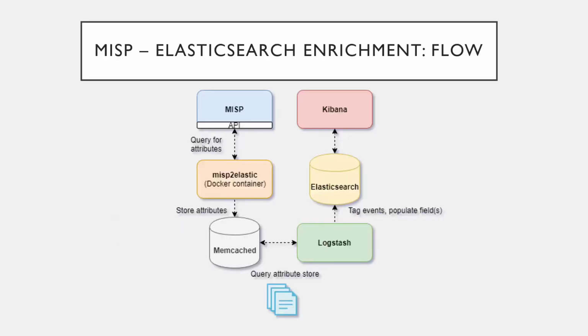As far as the flow goes, we have it right here. So we've got MISP. We're basically using a Docker container. It's a Python script that I've put together, MISP to Elastic, and we're querying the MISP API. We're storing the attributes in memcached, and then we're having Logstash perform that lookup and then populate that data and pump it into Elasticsearch. And then from Kibana, we can see all that kind of good stuff.